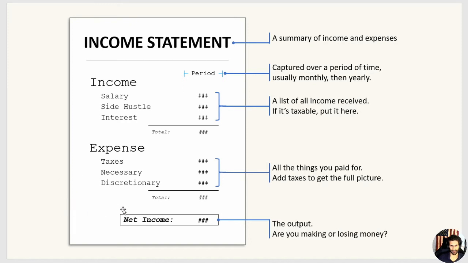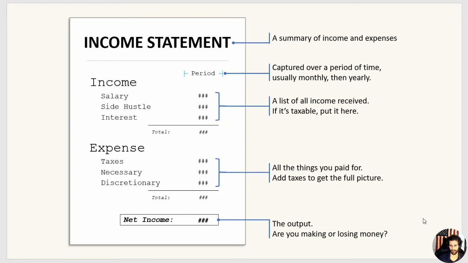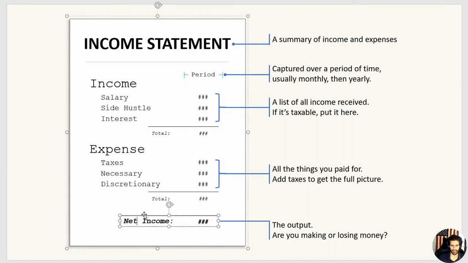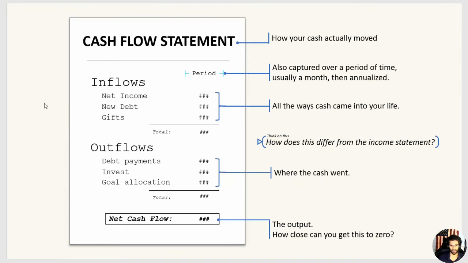Okay, so that's pretty simple. The output of this statement is the net income, and this tells you whether you're making or losing money for that month. Did you have positive or negative net income for that month? Okay. This net income goes in as the first entry on the cash flow statement right there. The cash flow statement differs from the income statement in that it's how the cash actually moved. So in my case, we'll look at this later on, but I think for June I'm going to have a negative cash flow, but I'm going to have a positive net income. How is that possible? All right, well, we'll get into it.